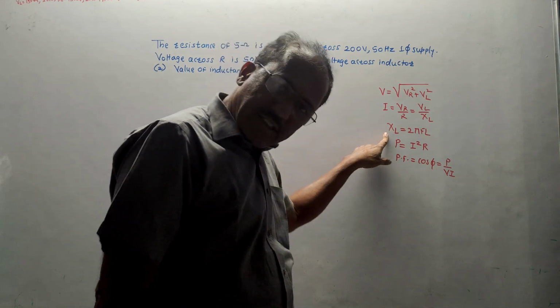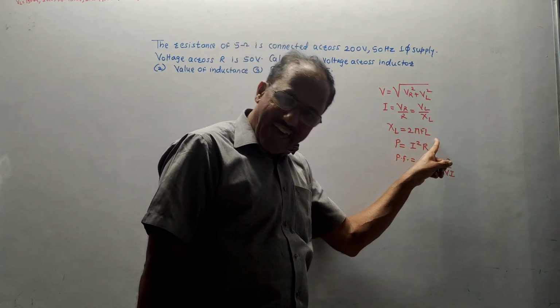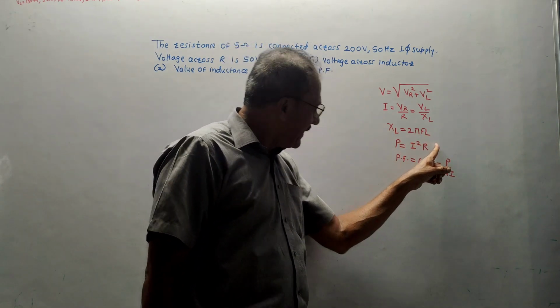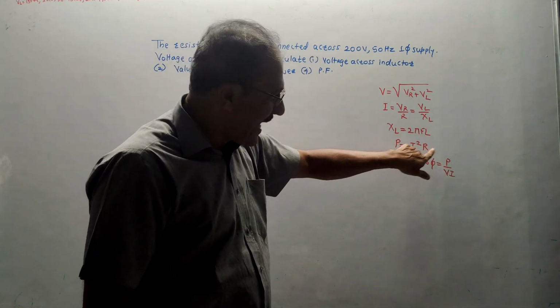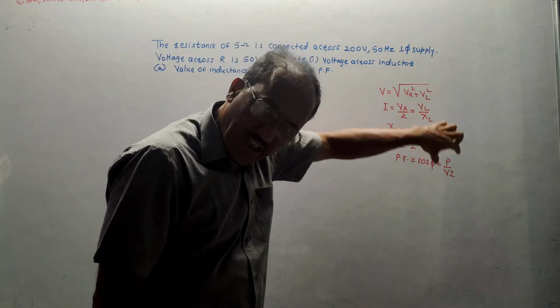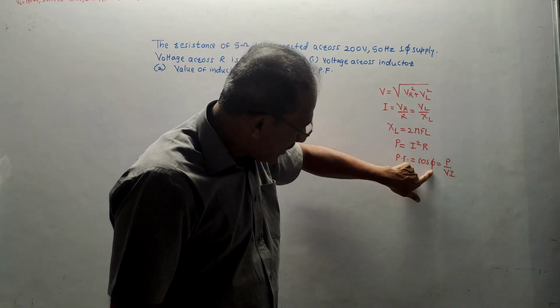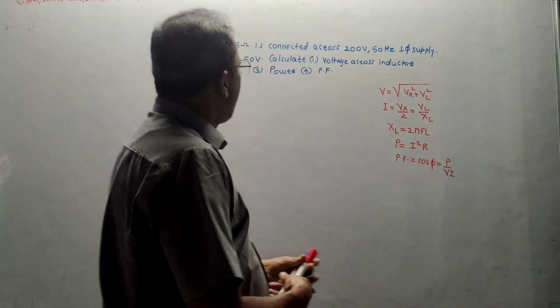Then the XL basic formula is 2 pi FL. F is the frequency, L is the value of inductance. Power is given by I square R. For power factor, the generalized formula I have written is cos phi, which is the same as P upon VI.